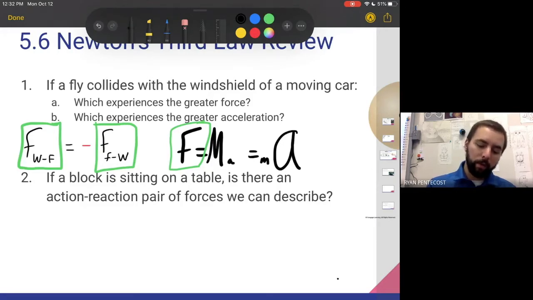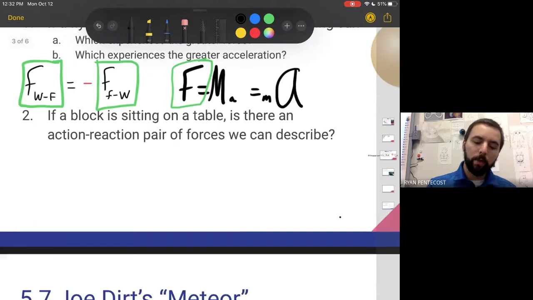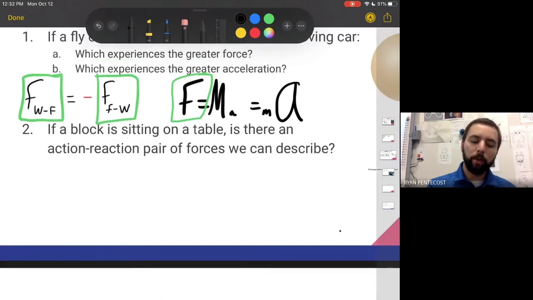Okay, number 2, if a block is sitting on a table, is there an action-reaction pair of forces we can describe? So here is an action-reaction pair that we talked about, right, with the fly and the windshield. Here is your action. The windshield exerts a force on the fly. Then the fly reacts by exerting the same force, right? And that can be flipped vice versa.